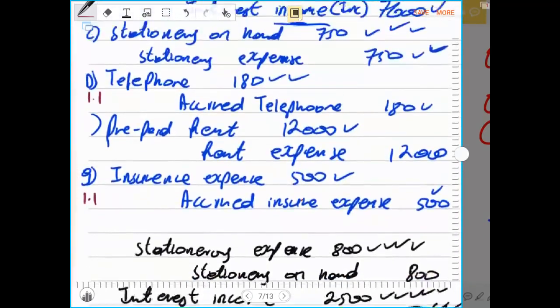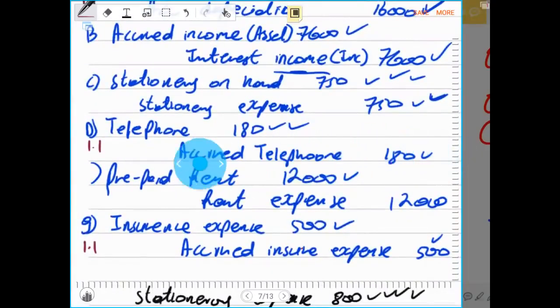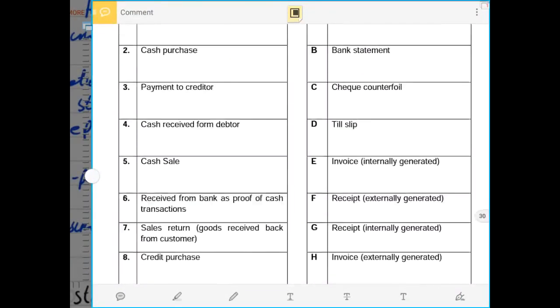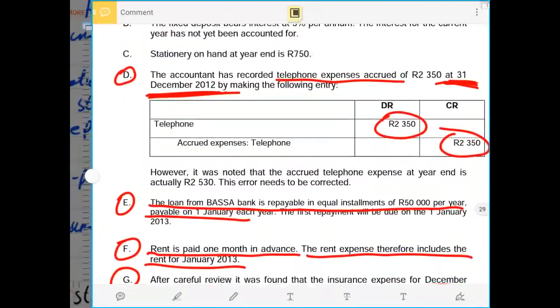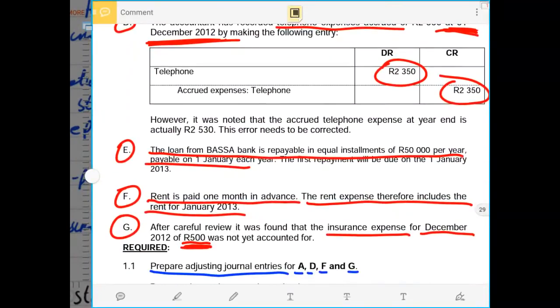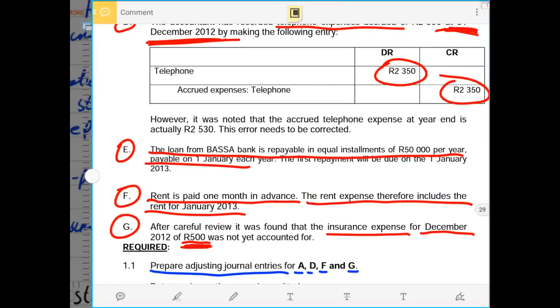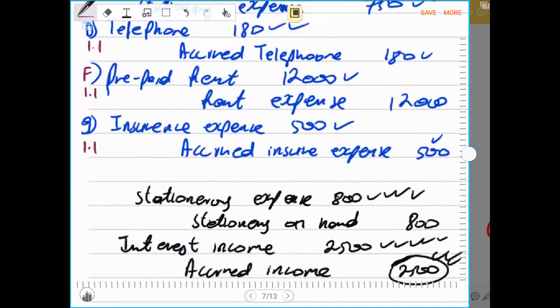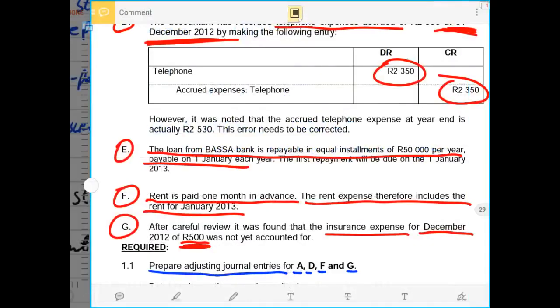We still have to do number F. What was in number F? They said the rent is paid 1 month in advance, and the rent expense, therefore, includes the rent of 13,000. I think we have done number F. Prepay the rent of 12,000. Yes, this was number F. Then we have to do the next one now. We have done all the 1.1 questions, A, D, F, and G.